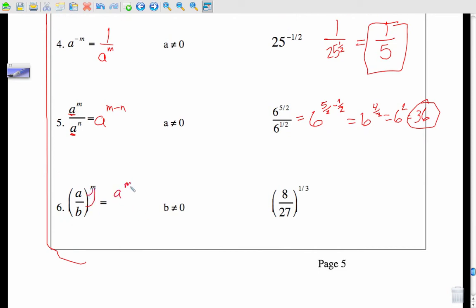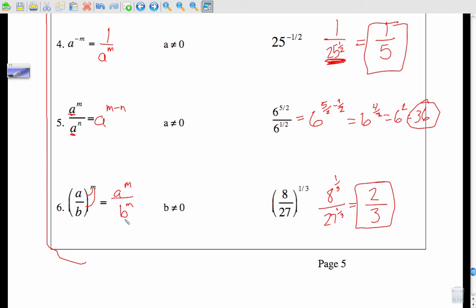And to finish up, distribute this m in there. You end up with a to the m over b to the m. So I'm going to put this 1/3 into 8, so I get 8 to the 1/3, all over 27 to the 1/3. Since 1/2 is square root up here, 1/3 is the cube root. If you refer back to your list, the cube root of 8 is 2, the cube root of 27 is 3.